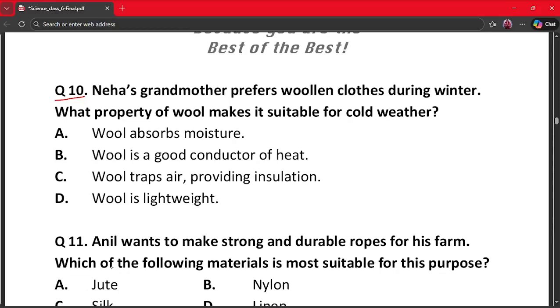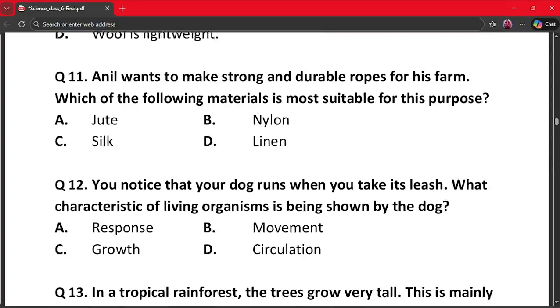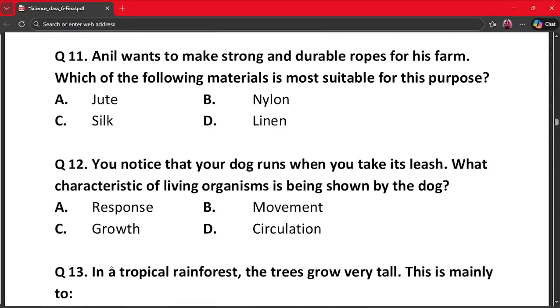Here the correct answer is option C. So wool traps air between its fibers and air is a poor conductor of heat. This prevents body heat from escaping. Hence wool keeps us warm. That is why wool is suitable for winters. The next question is question number 11.